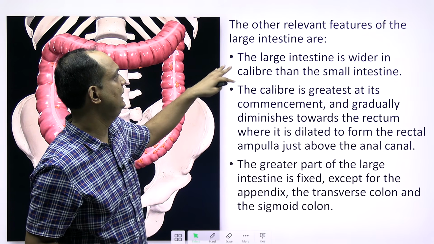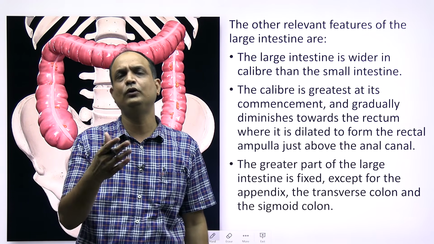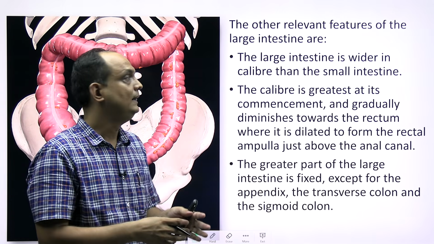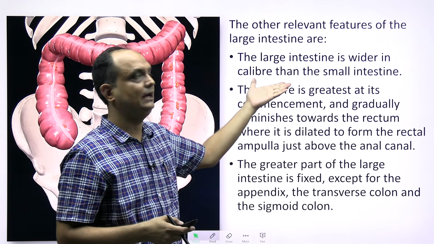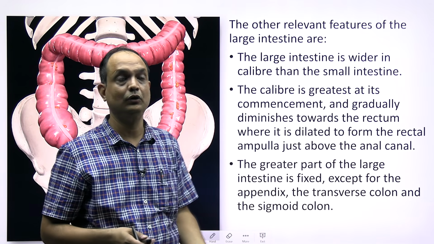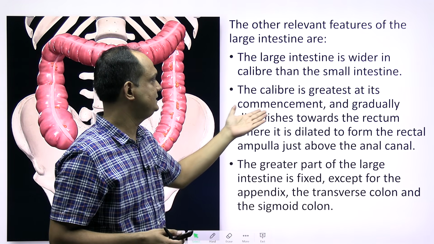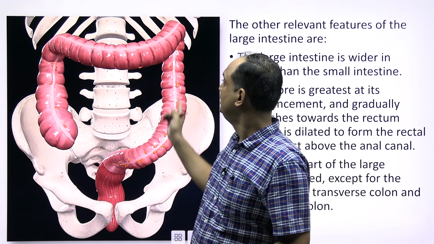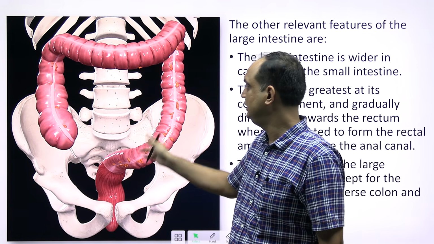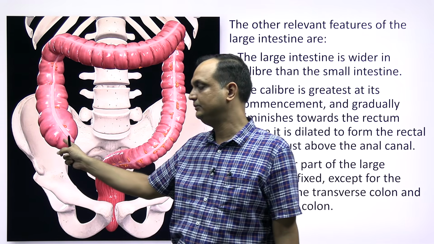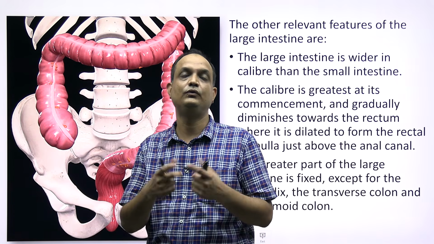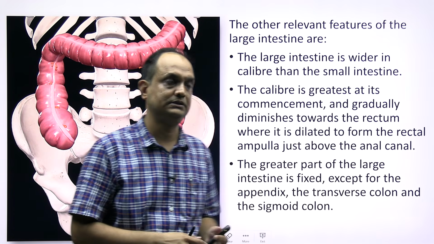So there are more features of the colon other than these three. What are the features? The large intestine is wider in caliber than the small intestine, that you all know. The caliber is greatest at the commencement. Now what does it mean? If somebody asks you which is the widest part of the large intestine, the answer is the cecum. That means at the commencement you have the widest part of the large intestine.